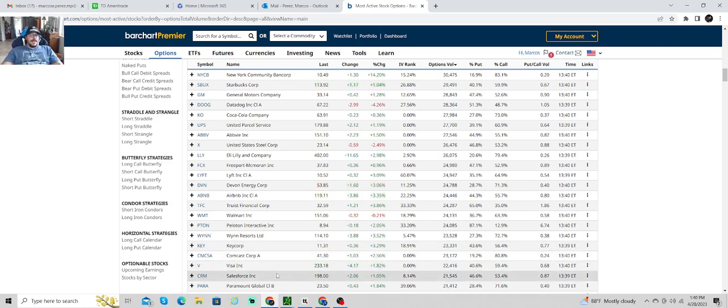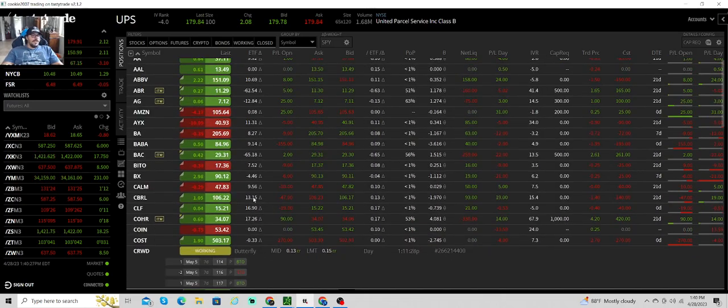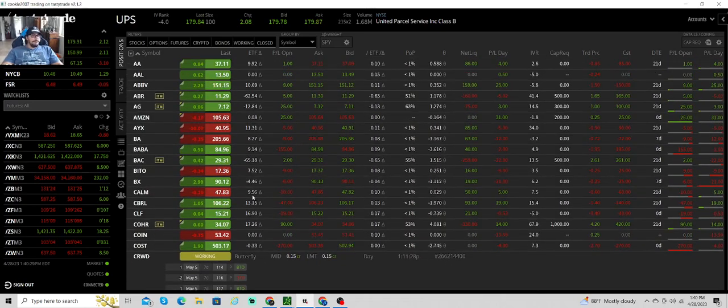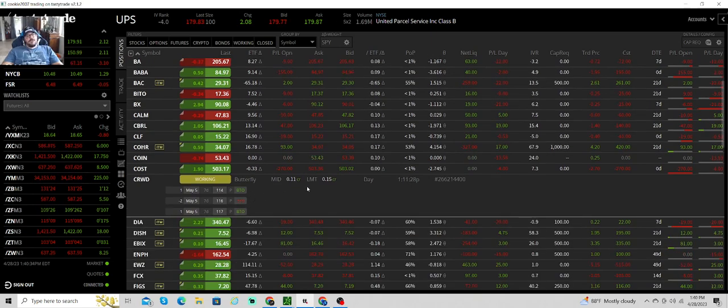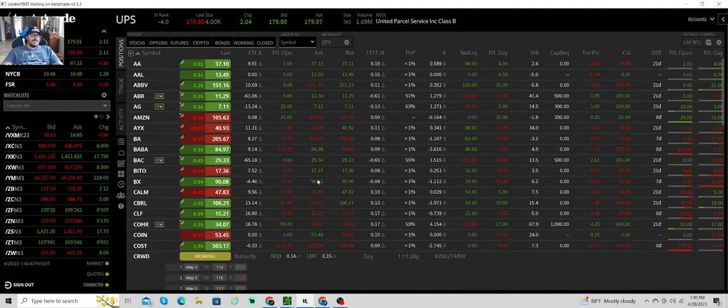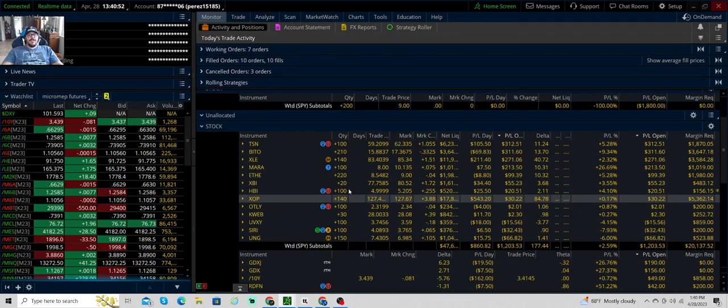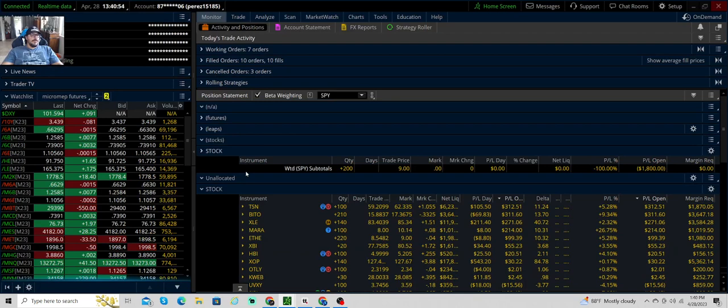What do we got going on? In the Tasty trade, I got 11 trades. Pretty much rolling stuff and closing stuff. I have CrowdStrike working on a Broken Wing Butterfly to the put side, trying to get a 15-cent credit. We'll see if it gets filled. And that's what I have right now in this account. In TD Ameritrade, I have 10 fills right now.